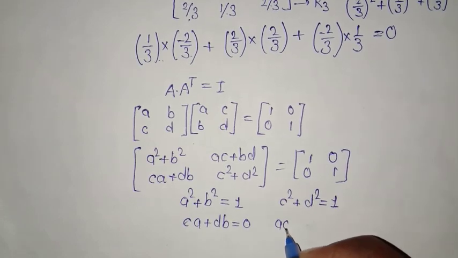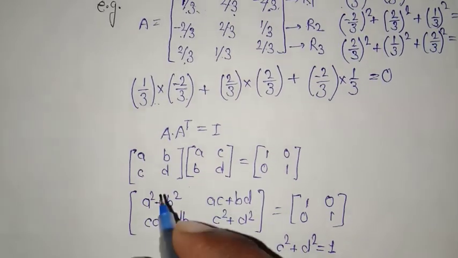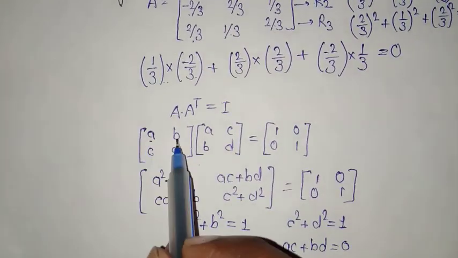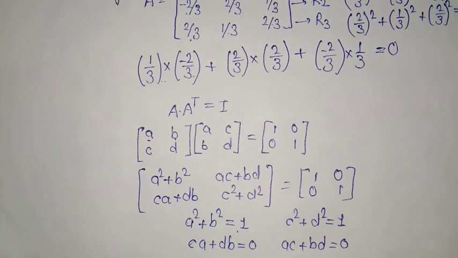and AC plus BD is also equal to 0. What does it mean? If you see this matrix, A and B are the row elements, and here the sum of squares of the row elements is equal to 1. This implies our property is proved.